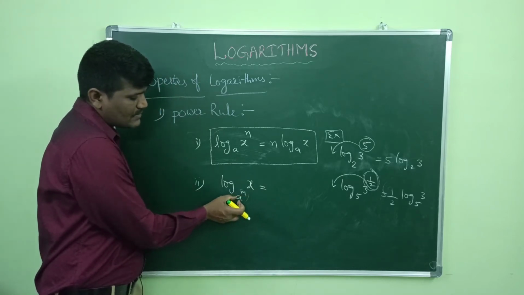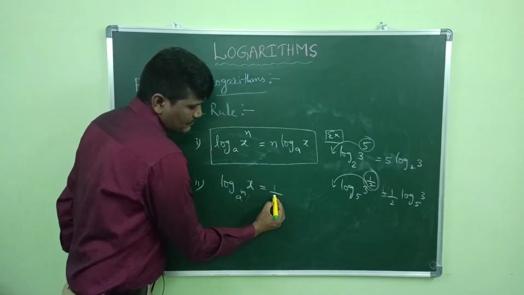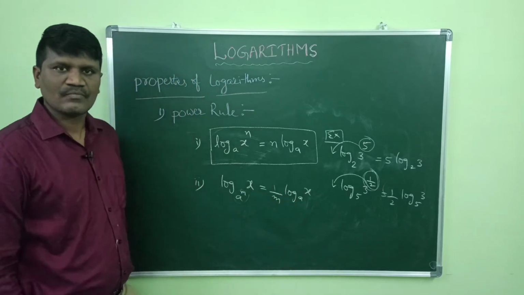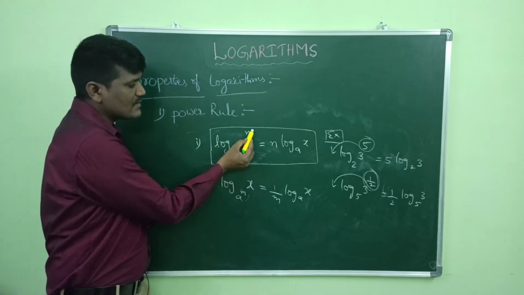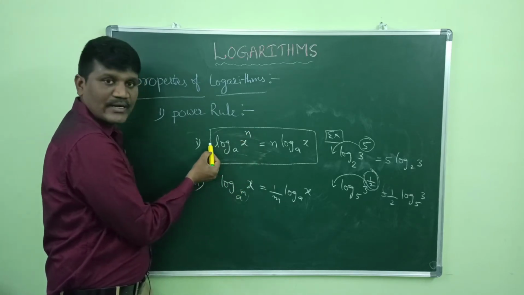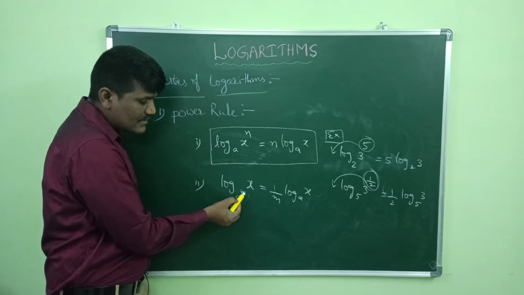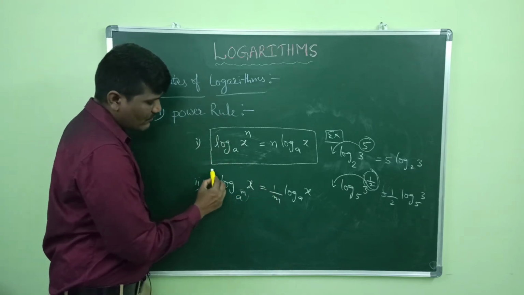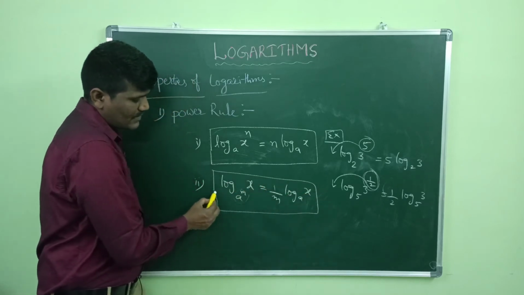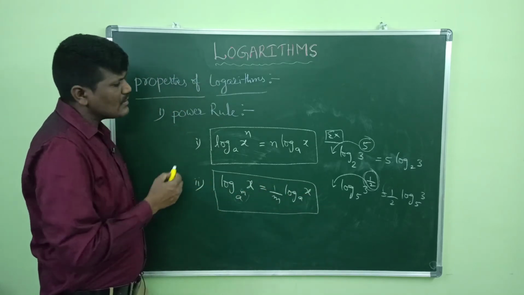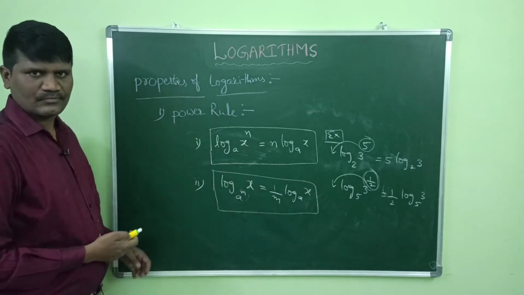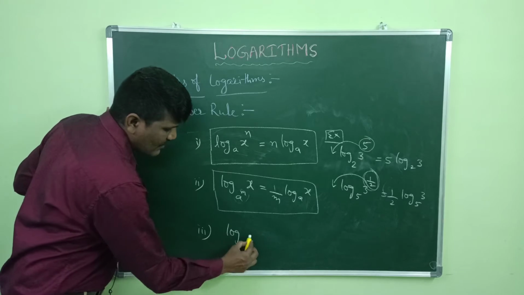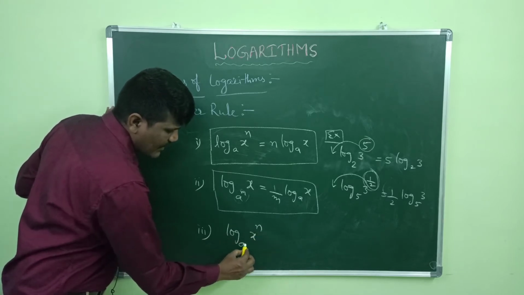So in this case, whatever the base power is, you write 1 by m log x to the base a. If the power is in the logarithm value, I write it in the numerator. If the power is in the base, I write it in the denominator. This is one more important formula in the power rule. Suppose my question is like this: log x power n to the base a power m.